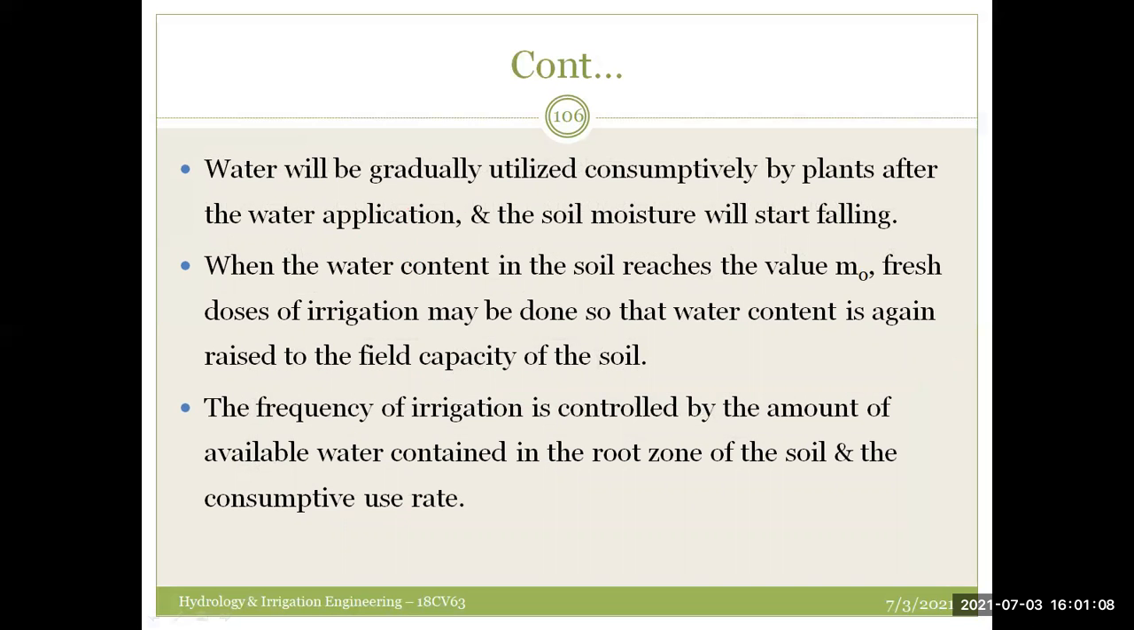And as I have already told, once the plants start using the water, the moisture content gradually decreases, and once it reaches m0, you have to do the irrigation once again so that it will reach the field capacity. The frequency of irrigation is basically controlled by the amount of available water, that is nothing but AWC, in the root zone of the soil, and also the consumptive use rate.